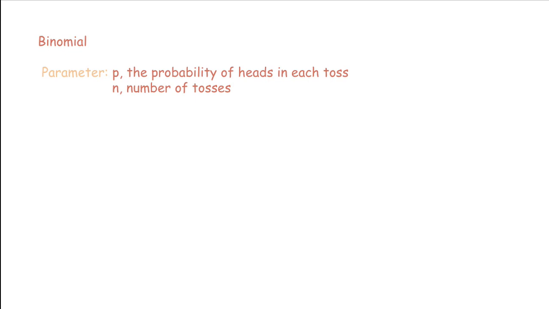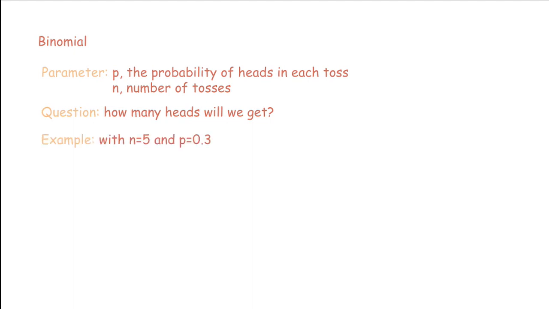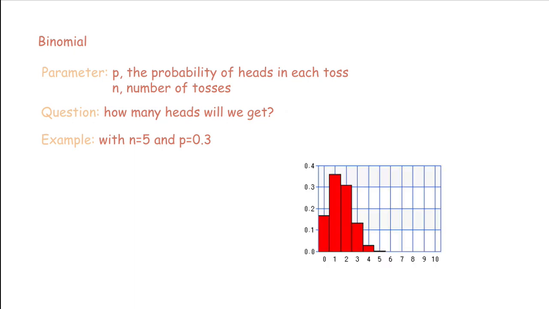It has 2 parameters, p, the probability of heads in each toss, and n, the number of tosses. And it answers the question, how many heads will we get in n independent tosses, each with probability p to get heads? For example, if n is 5 and p is 0.3, the binomial distribution tells us 1 head is the most likely outcome with probability of almost 0.4, and 5 is the least likely.